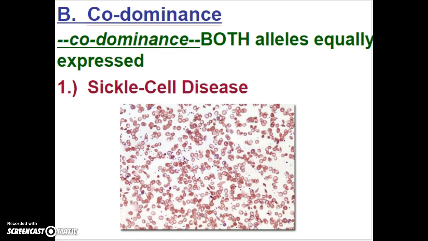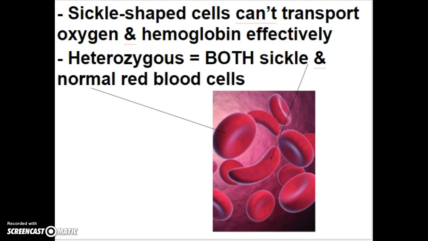An example of this is sickle cell disease, which mainly affects folks of African American descent. What ends up happening is the red blood cell, the proteins on the surface of the red blood cell have a little bit different of a shape in sickle cell than they do in regular blood transportation. So sickle-shaped cells can't transport oxygen and hemoglobin effectively. And so they look kind of like a weird looking banana.